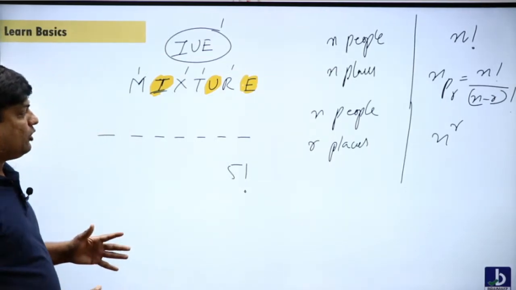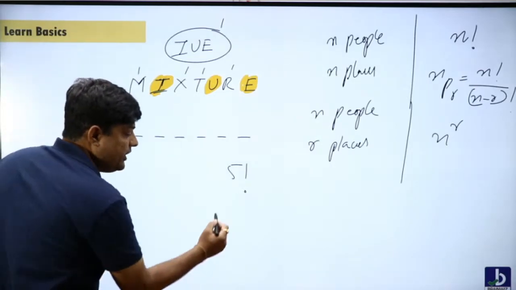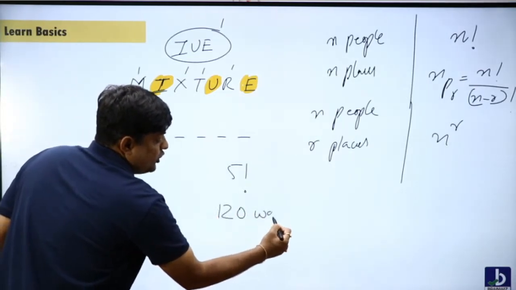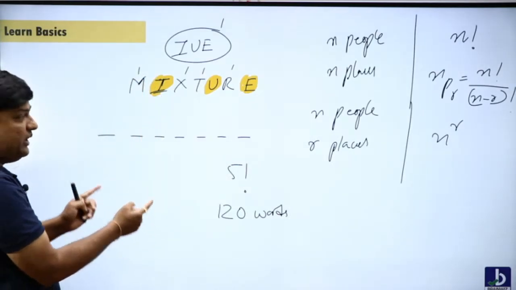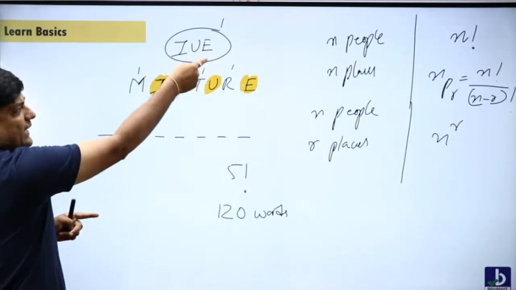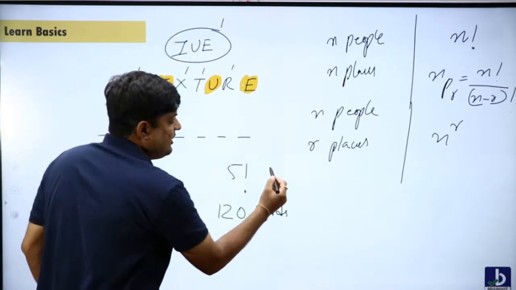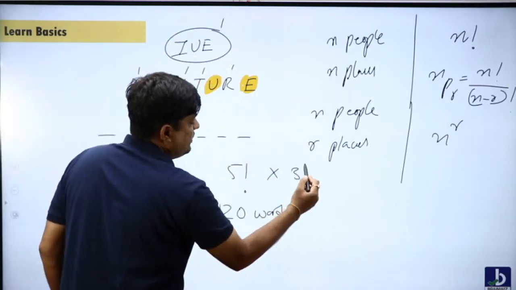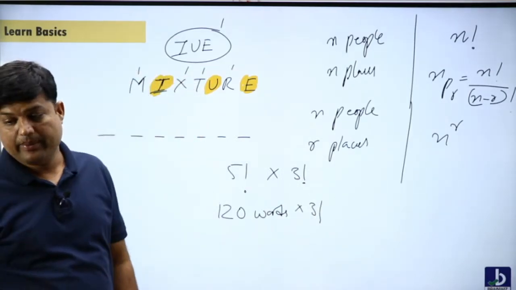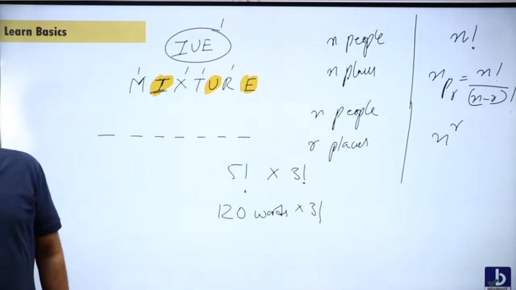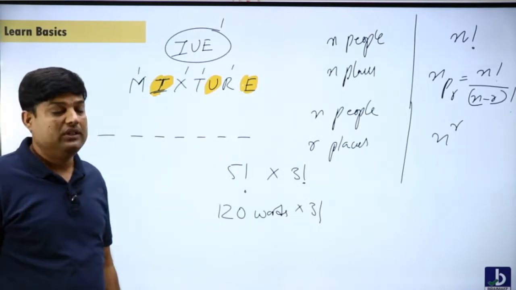But do you think that in all these 5 factorial, 120 words, the printing should be IUE, IUE, IUE? No. Internally you change: EUI, UIE. More cases you'll get. So 3 letters can be shuffled. What's the answer? 3 factorial. That's it. Are you understanding, everybody? Many people are answering this. I'm happy with all these things.